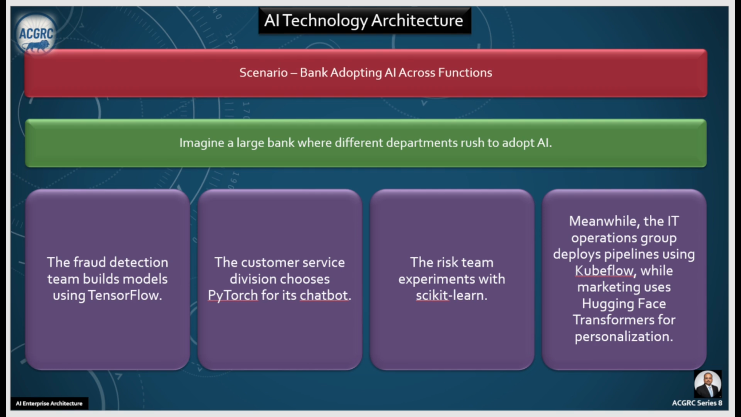Take a bank adopting AI across functions. The fraud detection team builds the model using TensorFlow. The customer service division chooses PyTorch for its chatbots. The risk team experiments with Scikit-learn. Now, these are banks where different departments rush to adopt AI. Meanwhile, the IT operations group deploys pipelines using Kubeflow, while marketing uses Hugging Face Transformers for personalization.